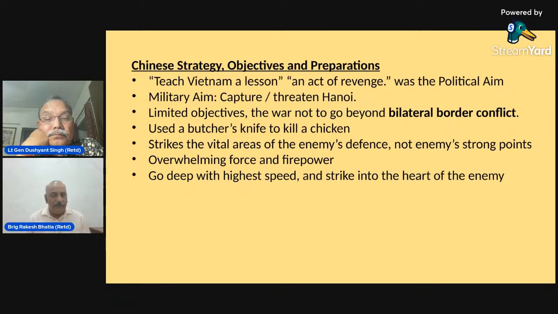Operationally, they had decided that we will strike the vital areas of the enemy and avoid its strong points. Tactically, overwhelming force and firepower. They wanted to go deep with the highest possible speed and strike into the heart of the enemy. So this is how we can divide it into strategy, what the objective was, and what the preparations were.